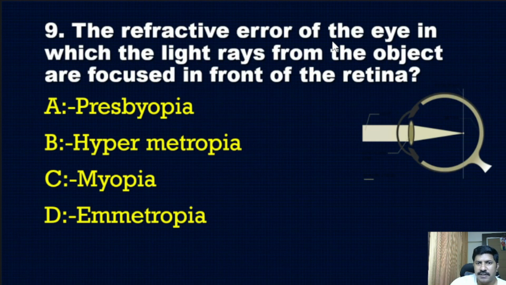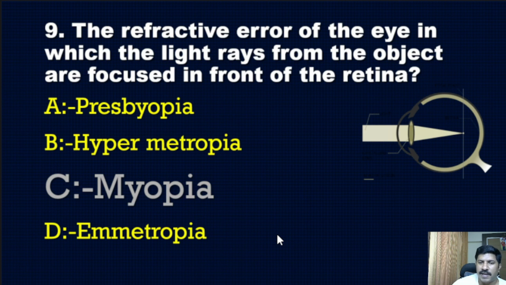The refractive error of the eye in which the light rays from the object are focused in front of the retina. Normally, the light rays should be focused on the posterior retina, but in this refractive error, it will focus in front of the retina. So, options are A presbyopia, option B hypermetropia, option C myopia, option D emmetropia. Correct answer: myopia or short sight.